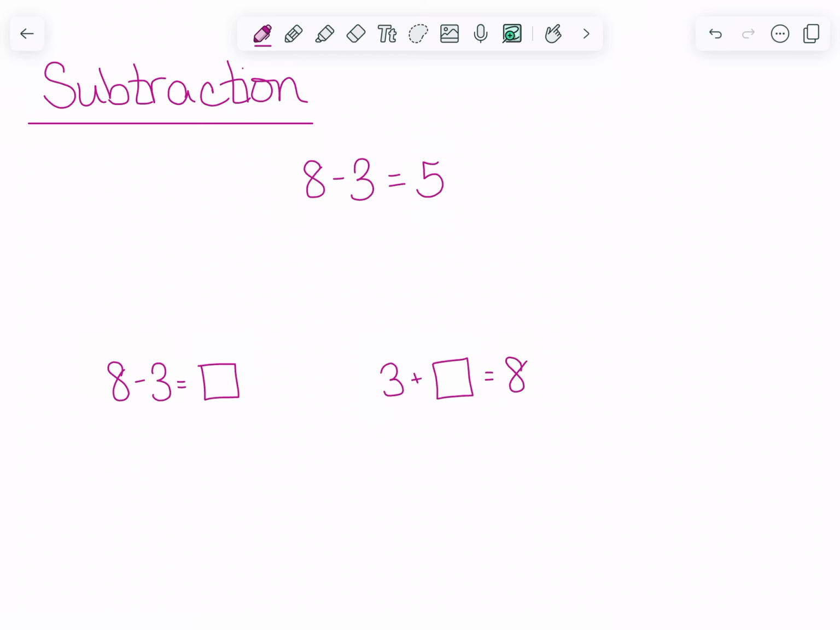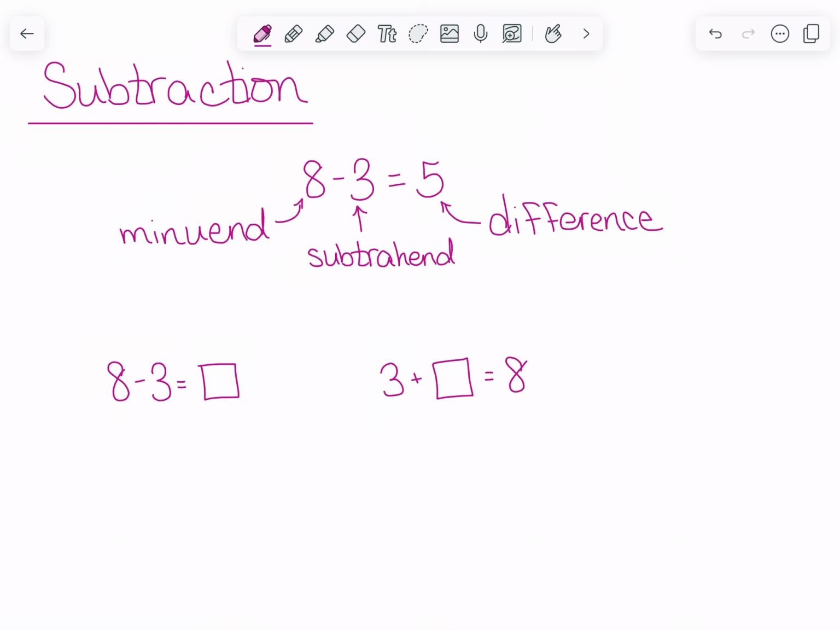In a subtraction problem, the number that is actually being subtracted is known as the subtrahend. So in this problem, 3 would be our subtrahend. The number it is being subtracted from is known as the minuend. So for this problem, 8 would be the minuend. The result of the subtraction problem is known as the difference. In this case, the number 5 is the difference.